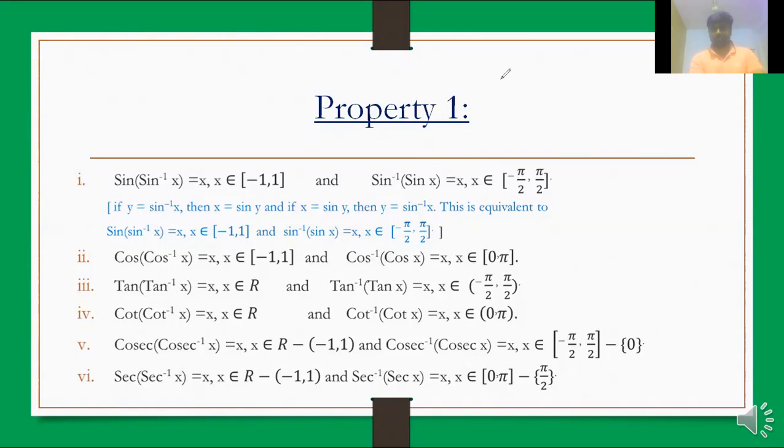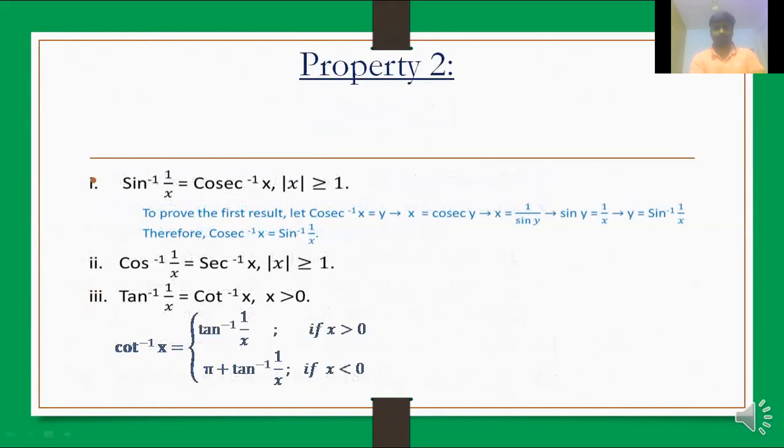Clear? So now let us go for the next property and problems based on that property. Let us learn these properties and solve the problems on them. See, sine inverse of 1 by x can also be written as cosecant inverse of x. Similarly, cosecant inverse of 1 by x can also be written as sine inverse x.